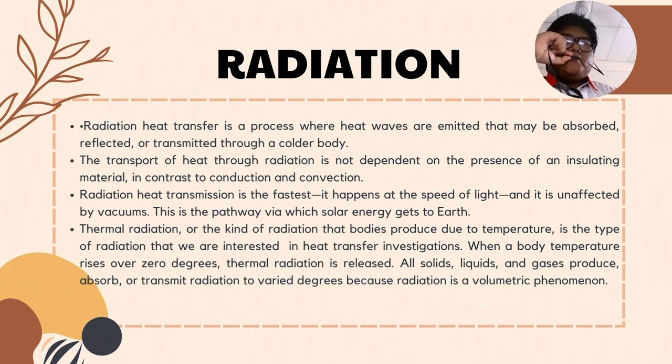It happens at the speed of light and is unaffected by vacuum. This is the pathway via which solar energy gets to the earth. Thermal radiation, or the kind of radiation that a body produces due to temperature, is the type of radiation that we are interested in heat transfer investigation. When a body's temperature rises above 0 degrees, thermal radiation is released. All solids, liquids, and gases produce, absorb, or transmit radiation to a wide degree because radiation is a volumetric phenomenon.